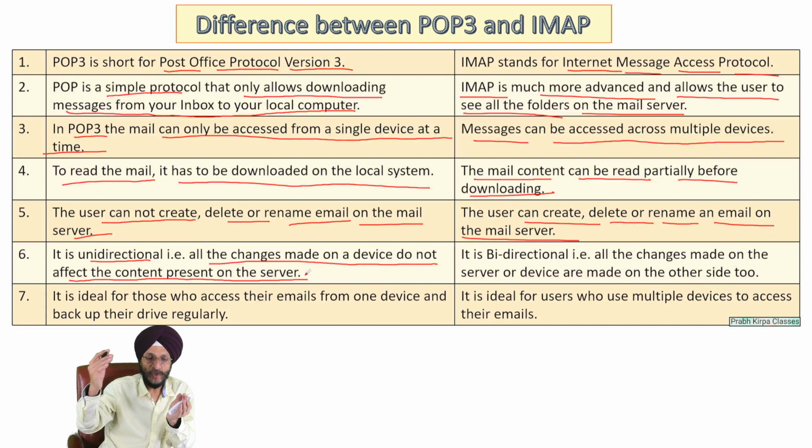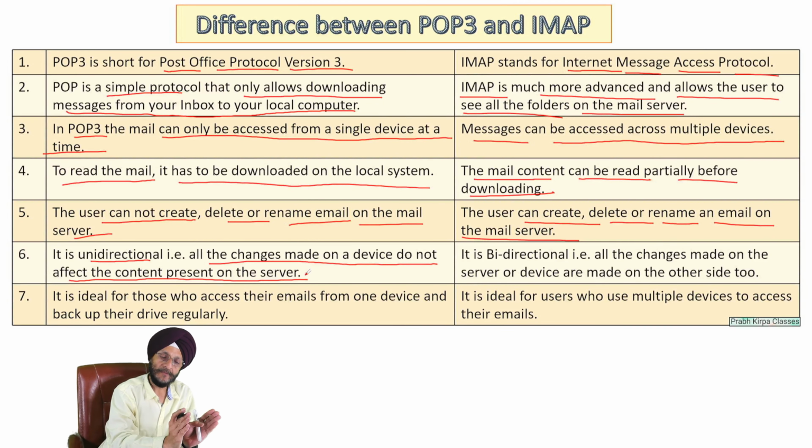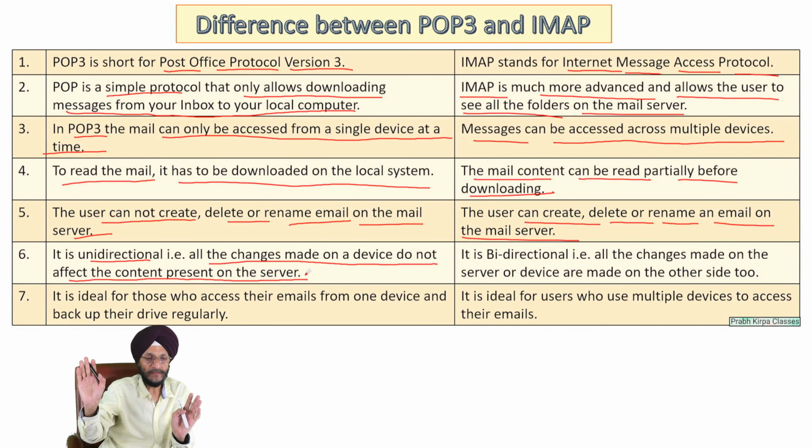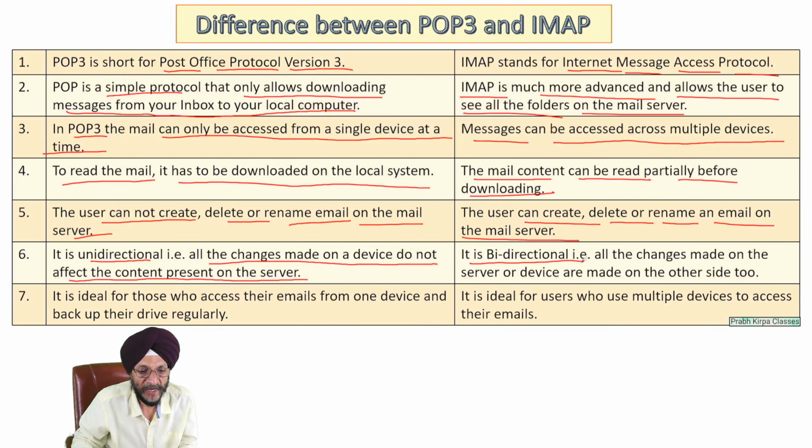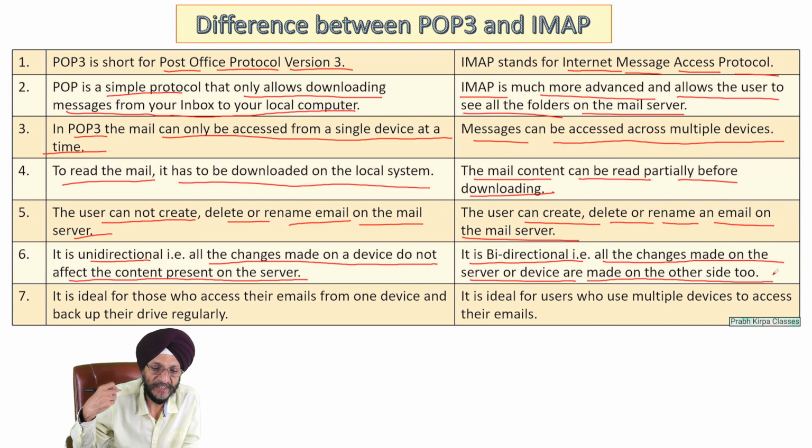Because when you download the mail from the server on your local computer and you delete it on your computer, suppose you have downloaded 10 emails, you delete one, only 9 emails will be present on your computer. On the server there will be no email present because you have downloaded the same on your computer. On the other hand, IMAP is bidirectional. That is, all the changes made on the server or the device are made on the other side too.